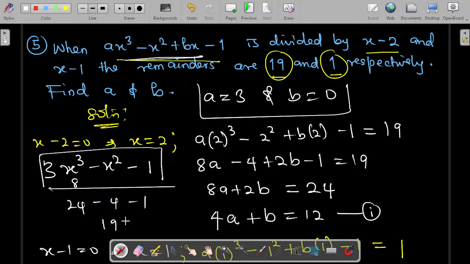Oh, math is beautiful. Math is beautiful. And so this is exactly what I said I would show us in this particular class: how to use remainder theorem and factor theorem to solve problems.